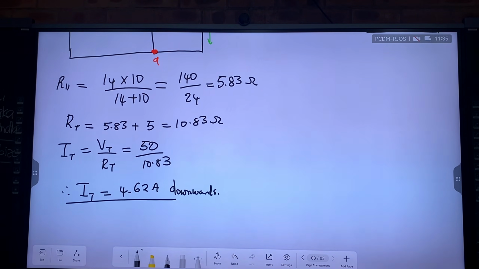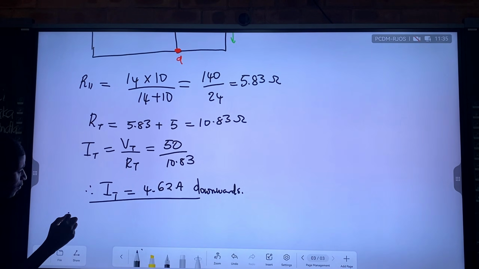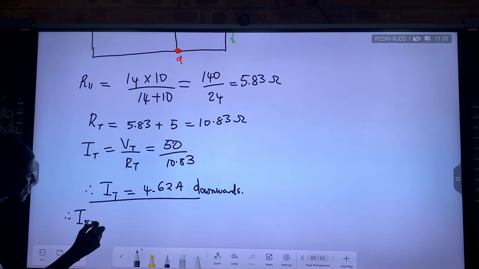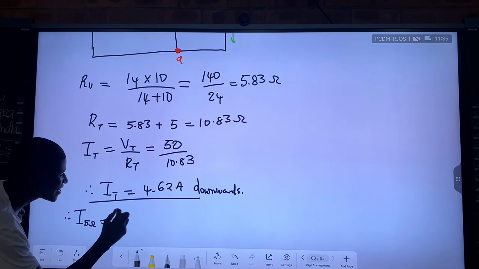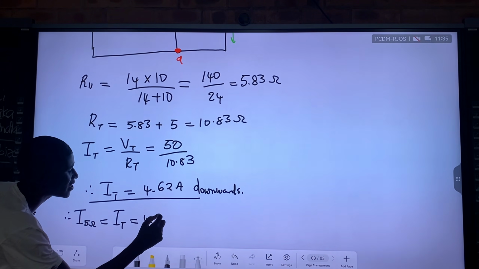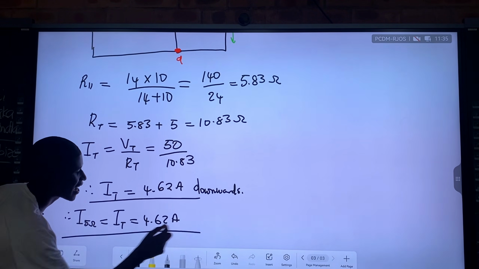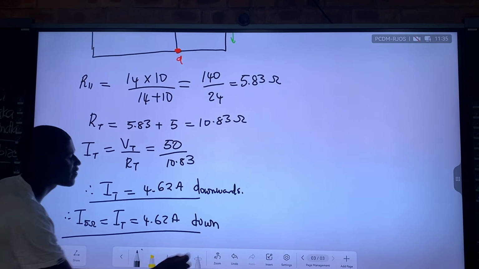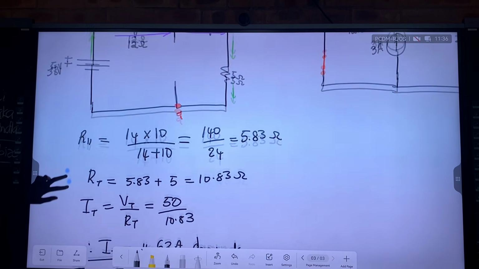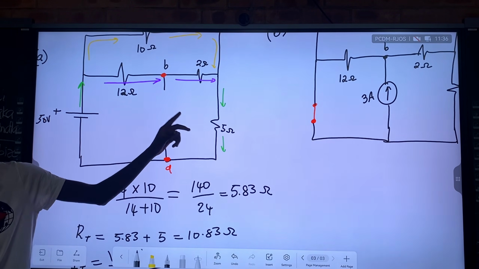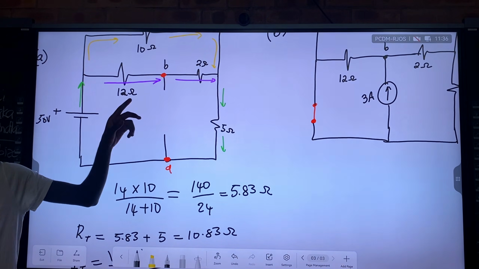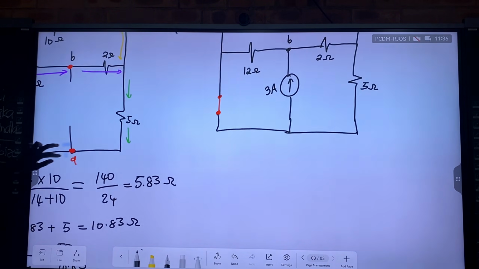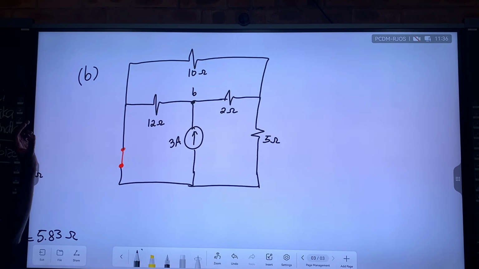Now that we have our total current, we are done finding the current. Therefore, the current through the 5 ohms resistor from the 50 volts power source is the same as the total current, which is 4.62 amperes down. Do you see that? Awesome. So we are done with the effect of the first. Let's go to the effect of the second.